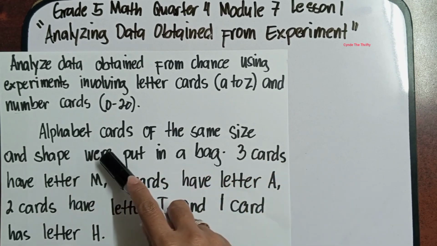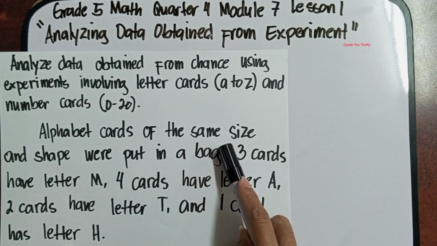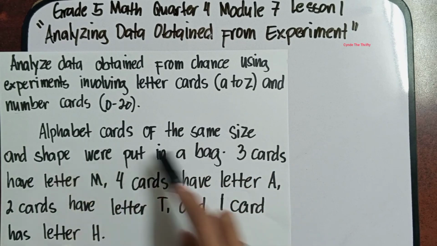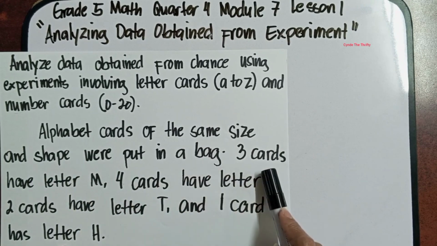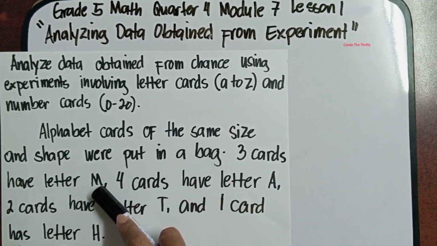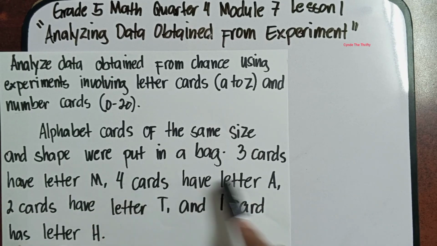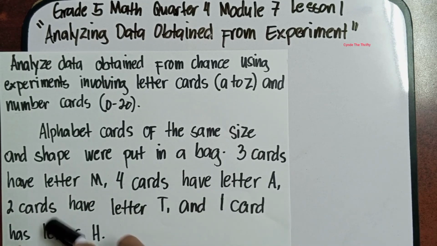Meron tayong alphabet cards na magkapareho yung size at magkapareho yung shape na nilagay sa bag. Ang 3 cards daw ay letter M yung nakalagay. Ang 4 cards ay letter A ang nakalagay. Ang 2 cards naman ay letter T ang nakalagay at ang 1 card ay letter H ang nakalagay.